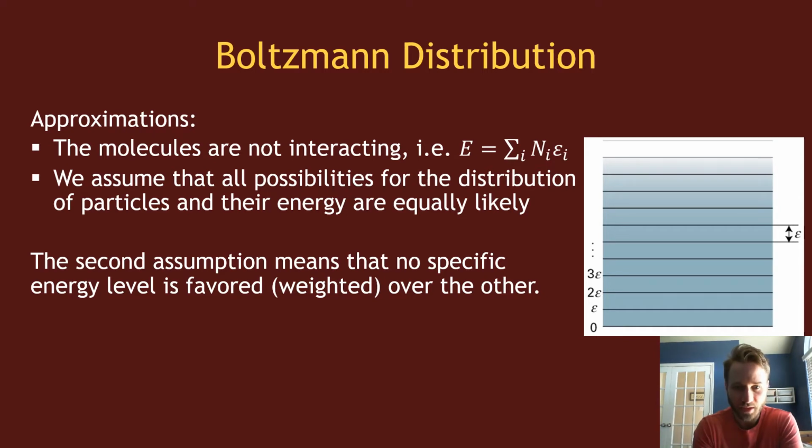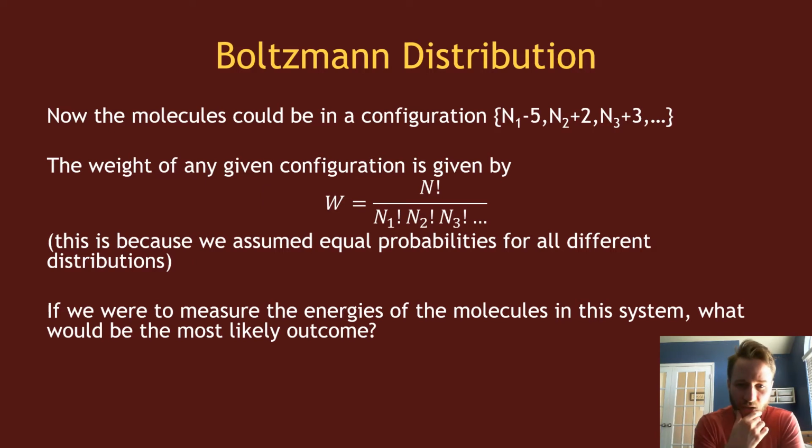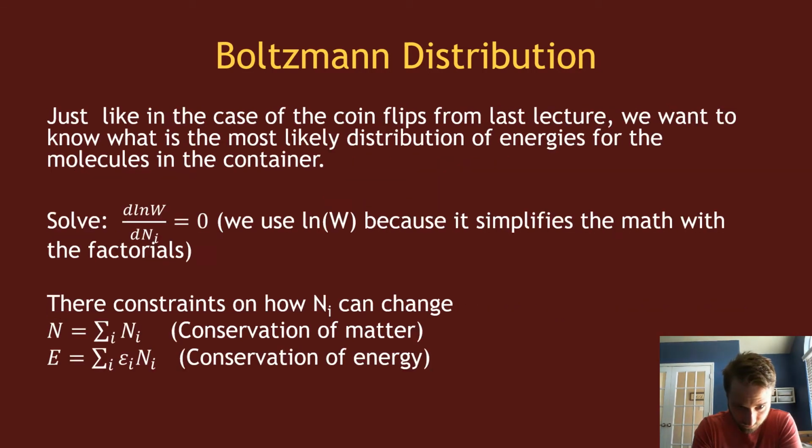And we use some approximations: that the energy is just the sum of the energies of each particle in my system, and that there's no weighting between the different energy levels. Each energy level is equally likely to be occupied, assuming you have infinite energy. Given that, we can calculate this weight function that is related to the probability of being in a given energy level and having a given set of configurations.